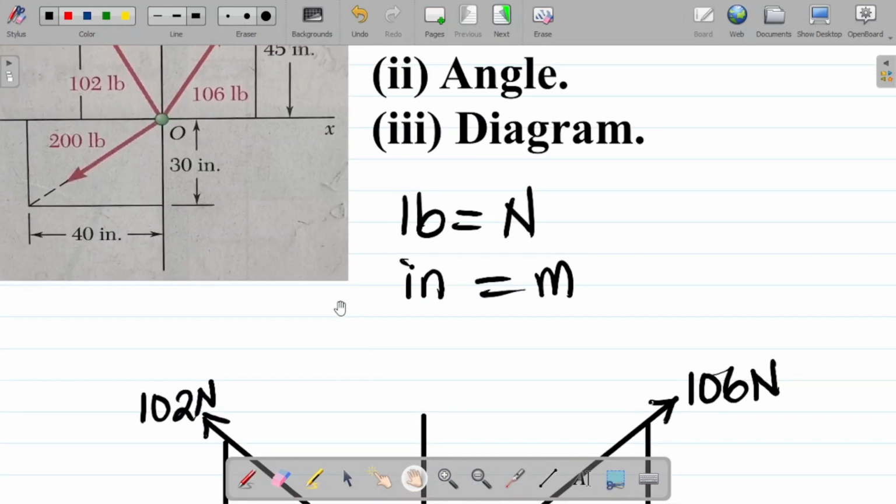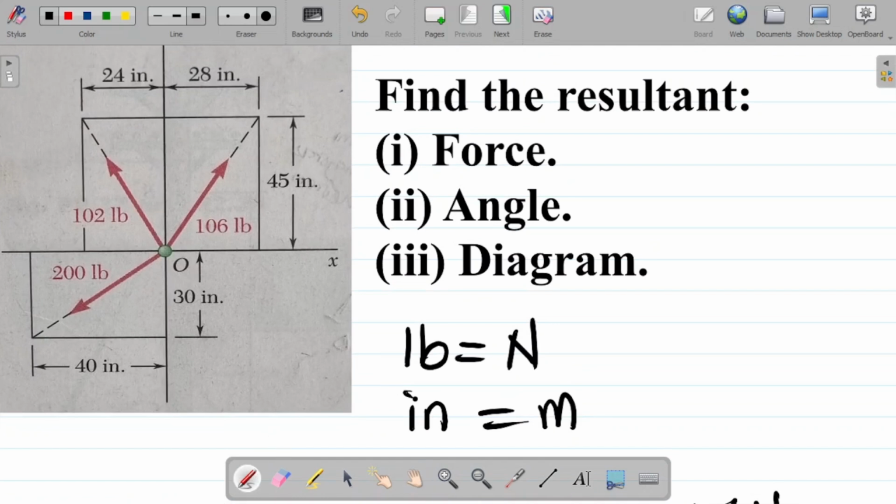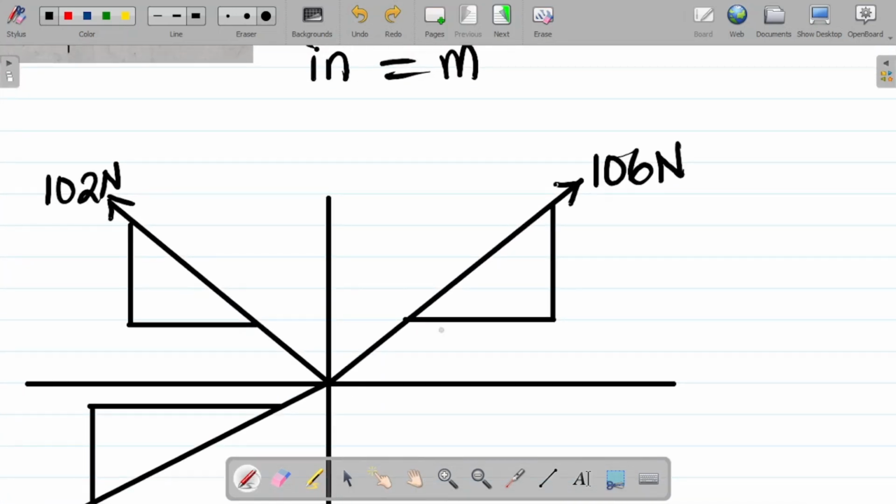Now for the triangles, some parts are given, some parts are not given. For example, if you look at the 106 Newton force, you're given this height here, from here to here. This height here is given as 45 pounds, but we're taking pounds as Newton. It becomes 45 Newton. So this other part here is given as 45.